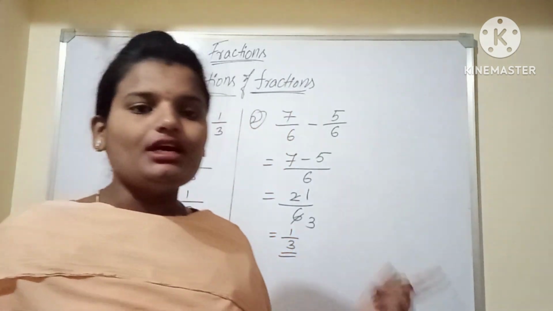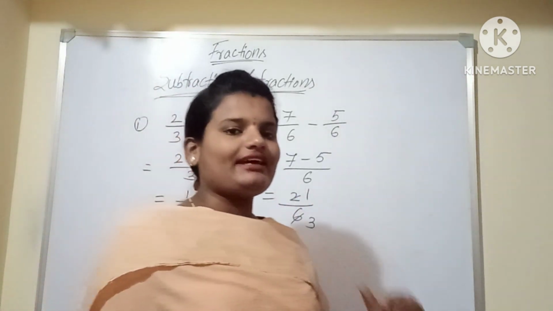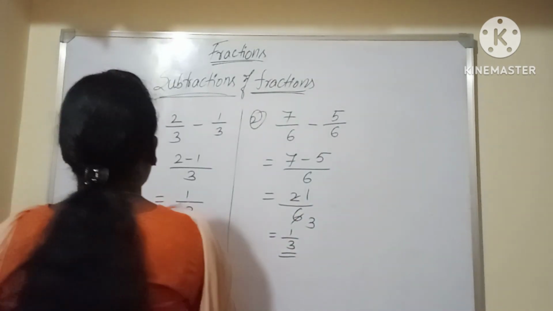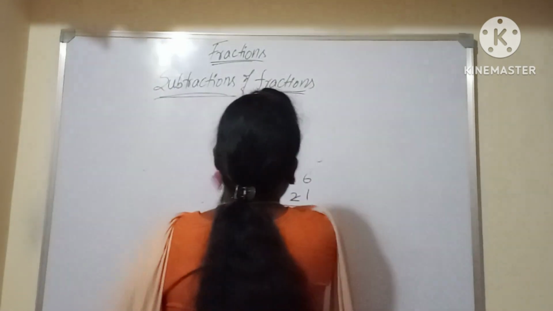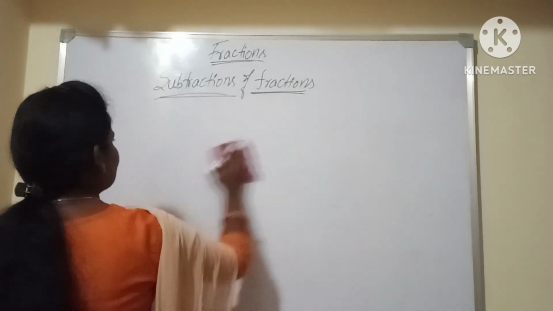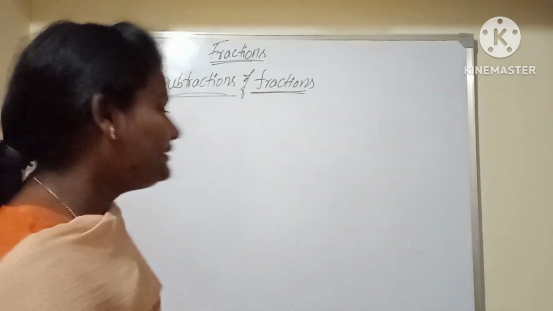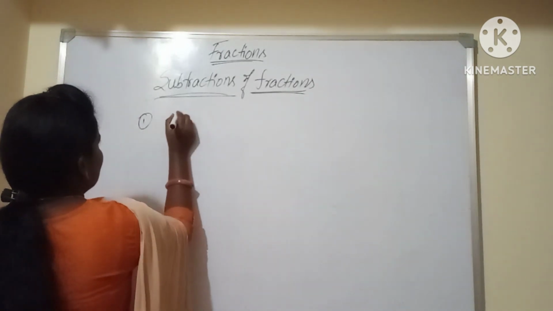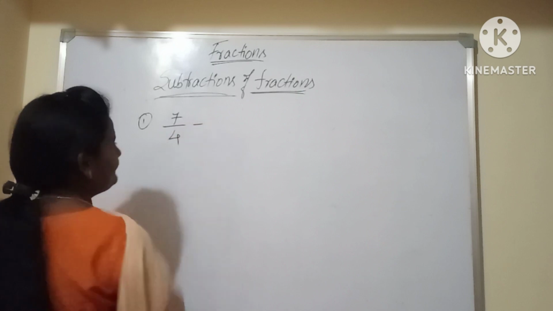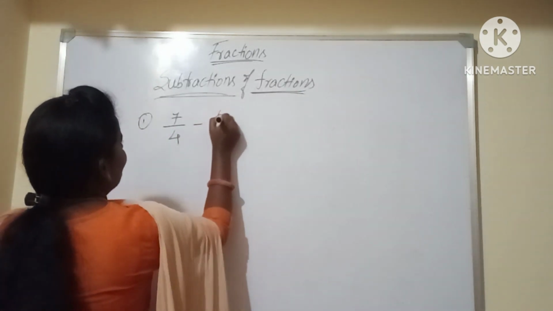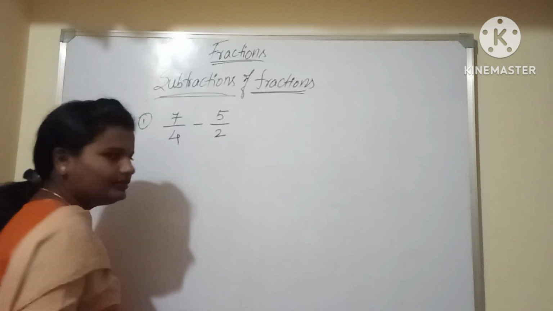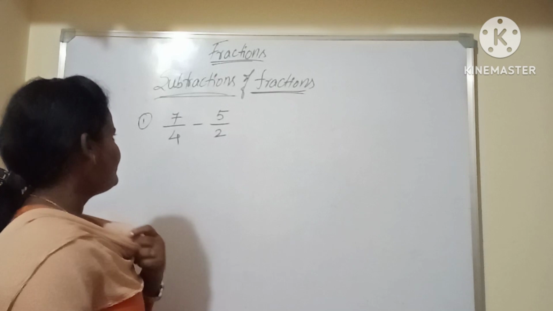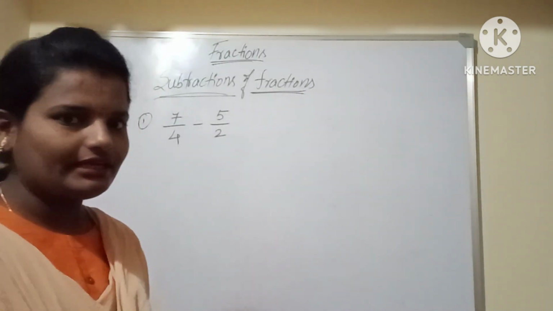Now we will see how to subtract unlike fractions. So let me take two unlike fractions. 7 by 4 minus 5 by 2. If you observe here, both are unlike fractions only, right? 7 by 4 and 5 by 2 both are unlike fractions only.